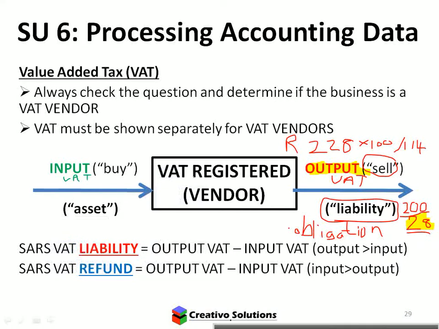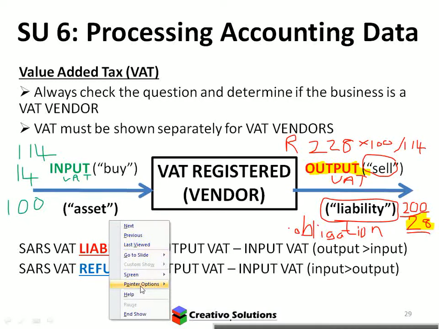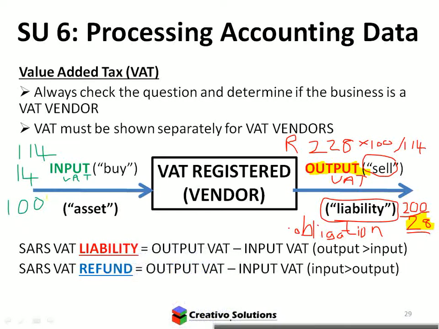So why would a VAT vendor want to register? It's because they can claim VAT on the item that they've purchased. So I bought this item for 114. There would have been 14 VAT, so the item would have cost me 100 effectively. So what do I record as my benefit? The 14%. 14% is something that you claim from SARS.